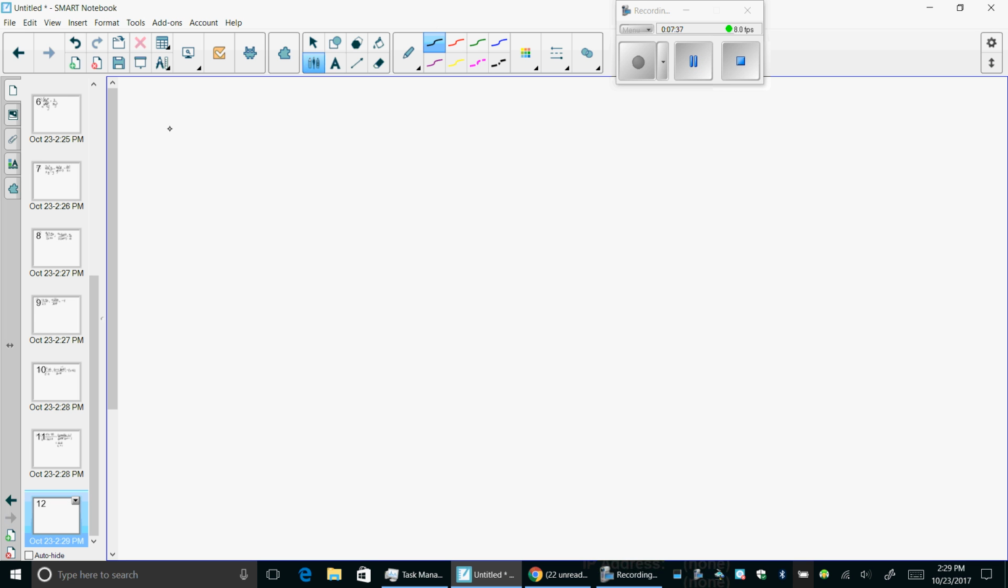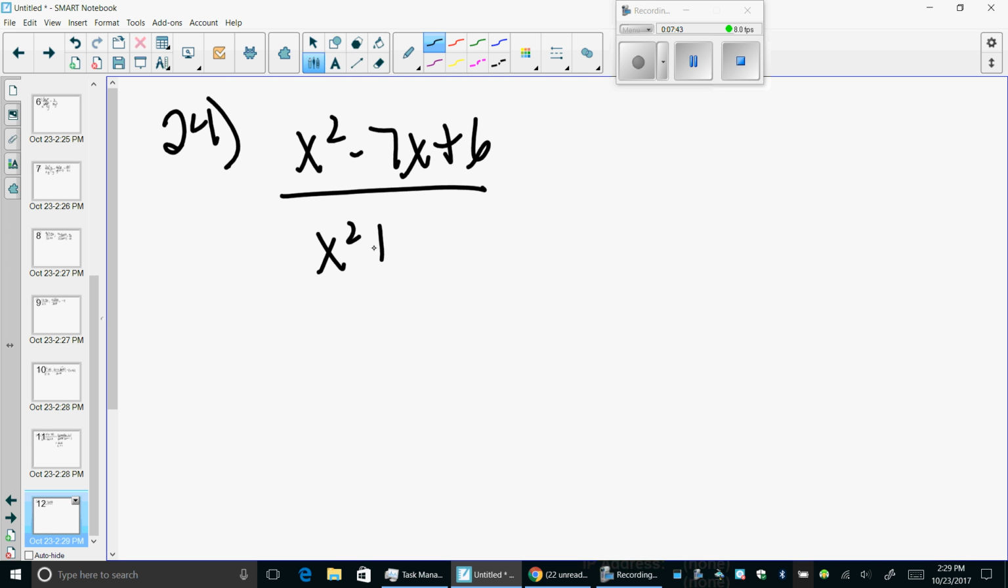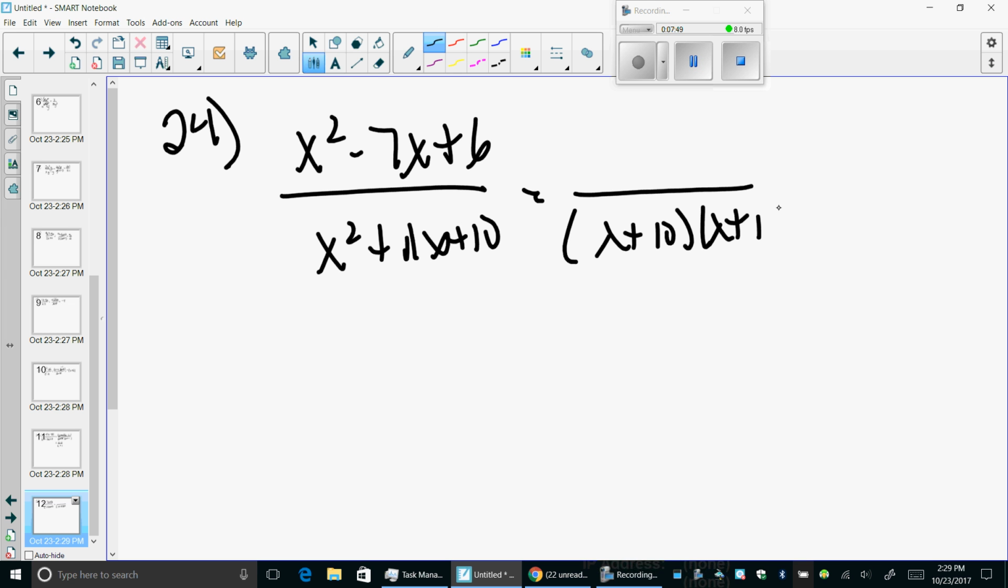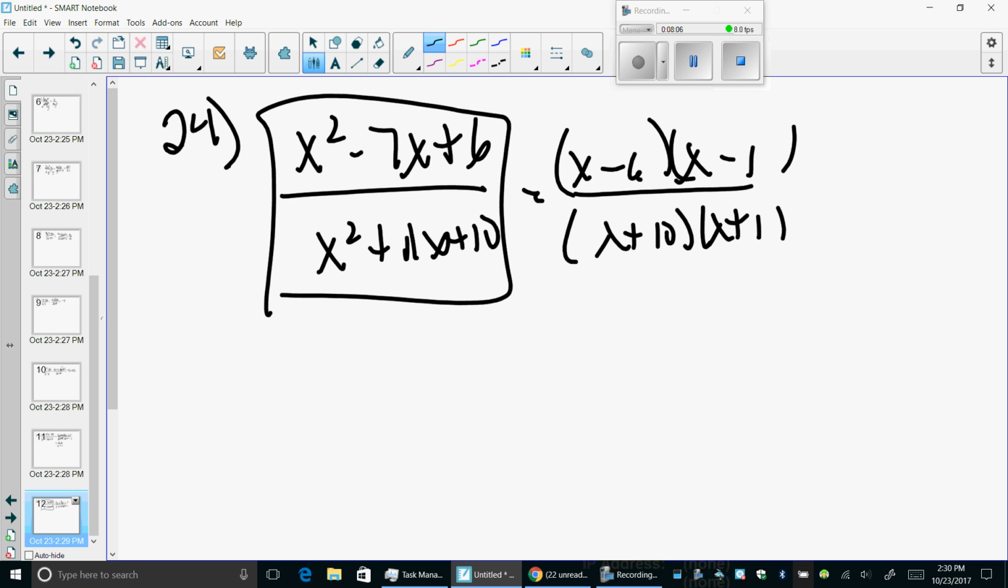Number 24. X squared minus 7x plus 6 on the top, and x squared plus 11x plus 10 on the bottom. We just factored this same bottom. It was x plus 10, x plus 1. No need for me to think about doing that again because I just did it. On the top, I need two numbers that multiply to give me a positive 6 and add to a negative 7. So that'd be negative 6 and negative 1. Those multiply to give me a positive 6, and they add together to give me negative 7. Nothing cancels here. So this is factored as far as it gets.